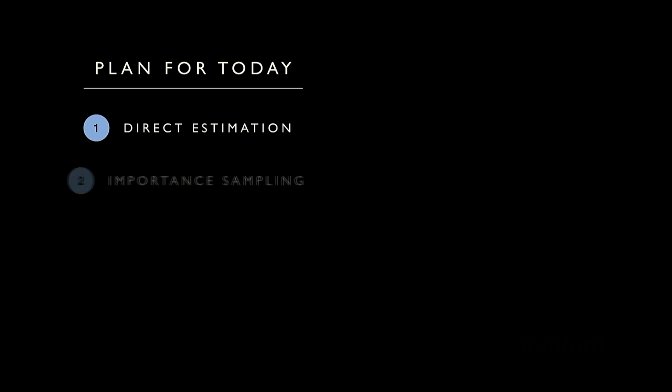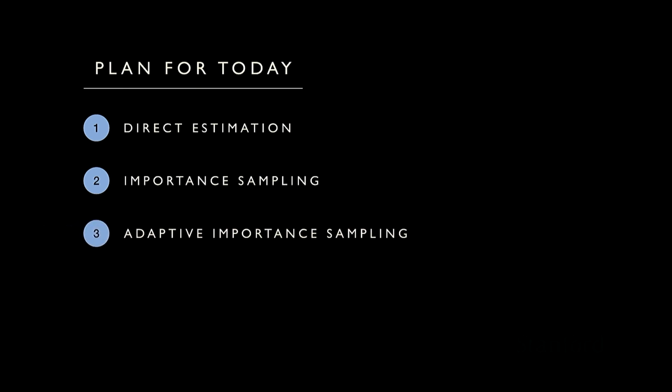Okay, so the plan for today: we're going to discuss a few methods to do that, and then we're going to continue discussing them on Thursday. We'll start with direct estimation, which we've already seen a couple times in this class. Then we'll go to an improvement on direct estimation, which is importance sampling. This is a super fundamental concept for this class. If you walk away with a few things, I hope that this is one of them. It's super useful and really cool. And then we'll talk about some extensions of importance sampling, starting with one called adaptive importance sampling.